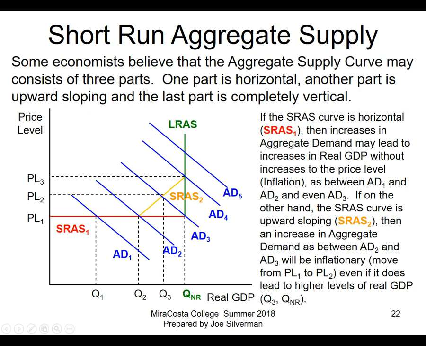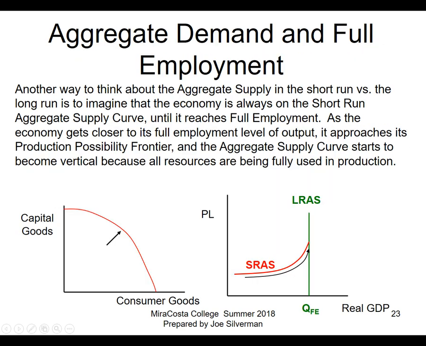And even if we got to QNR, we'd probably be at a higher price level. Does that make sense? This is why I bring this up: you may see different ways in which the short run aggregate supply curve is represented, if you major in economics. In this class, we're going to assume that the short run aggregate supply curve is upward sloping.